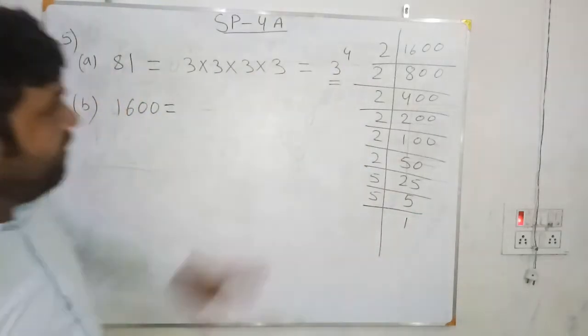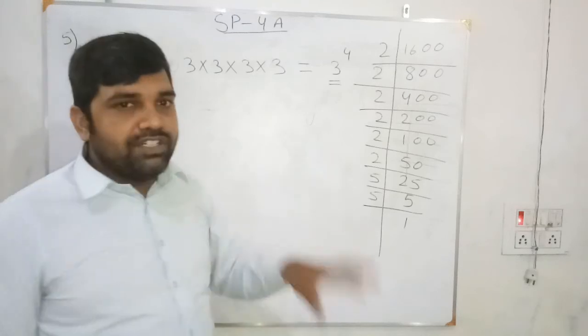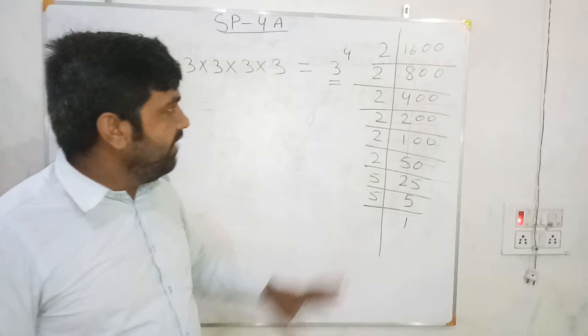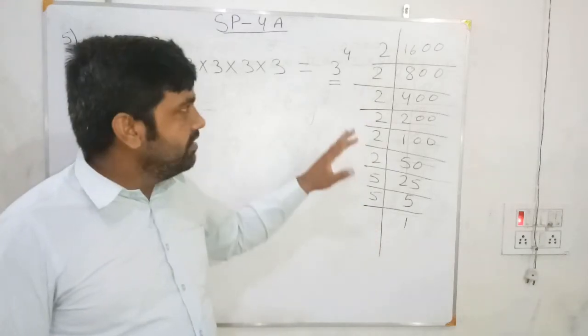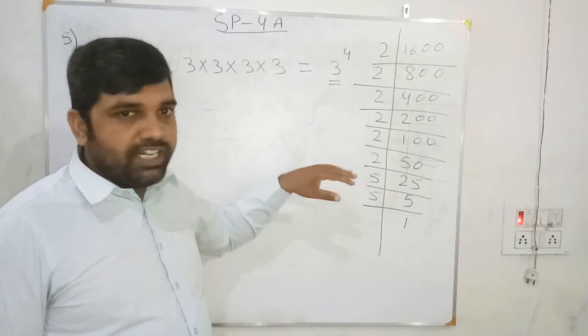So first of all we find the prime factors of the given number, and we start finding the prime factors from the smallest prime number 2. If the number is not divisible by 2, then take the next prime number 3. If the number is not divisible by 3, then check with the next prime number 5.